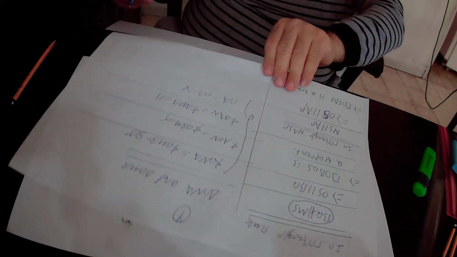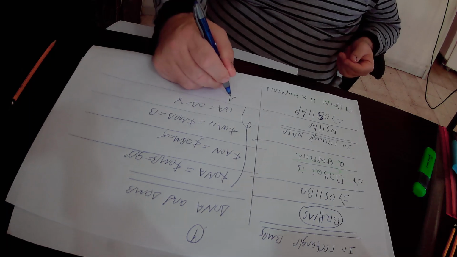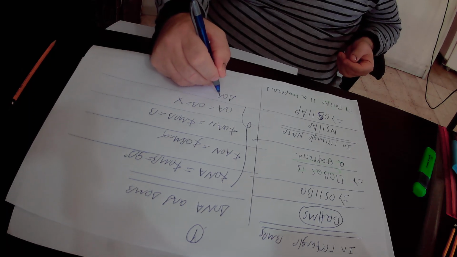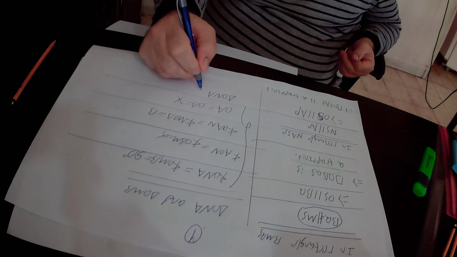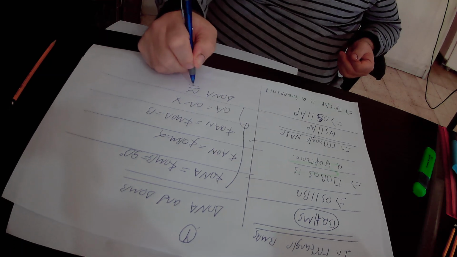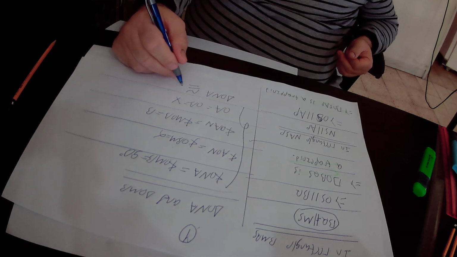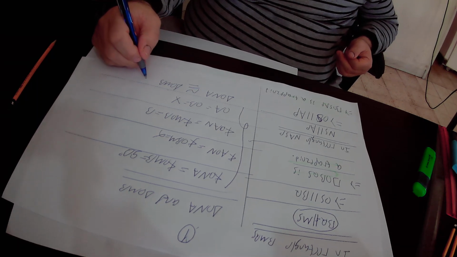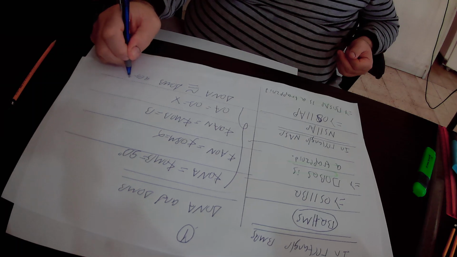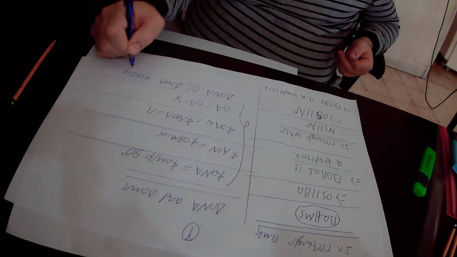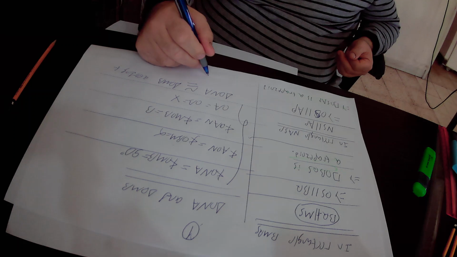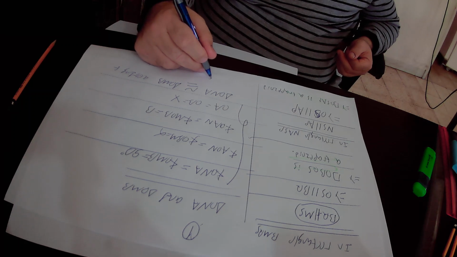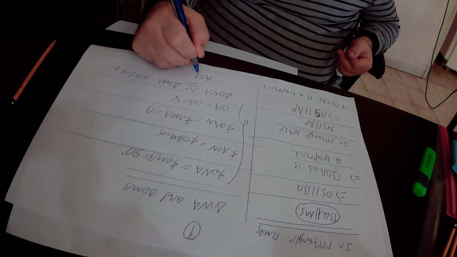So we actually proved that the right triangle ONA is congruent, this is the sign of congruence, to the right triangle OMB according to the angle-side-angle rule.